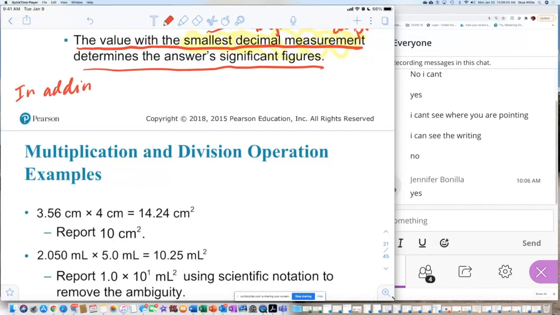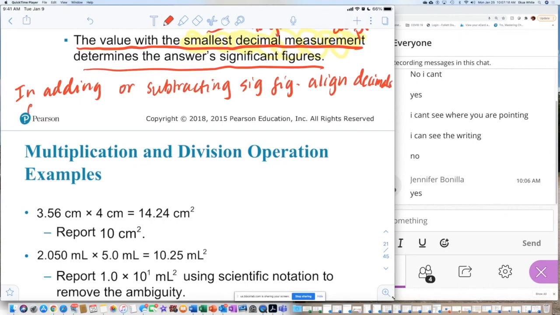in adding or subtracting significant figures, align decimal and round answers to least decimal place. Okay, so we talked about this last week and we got a chance to work on this last week.